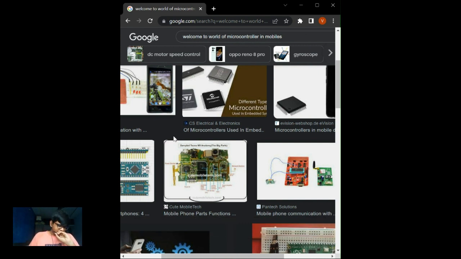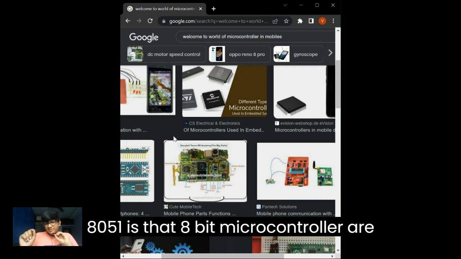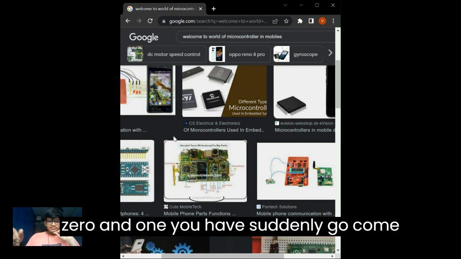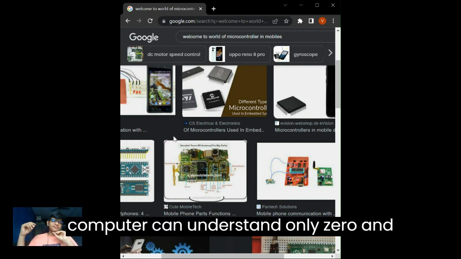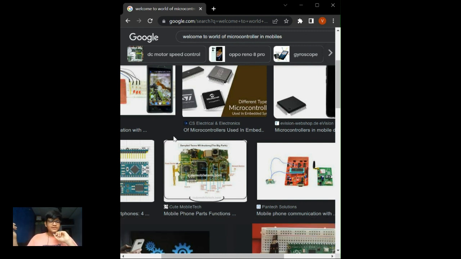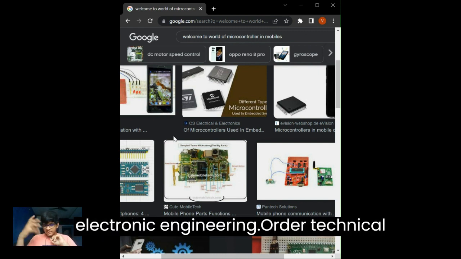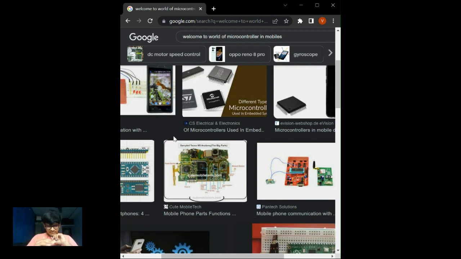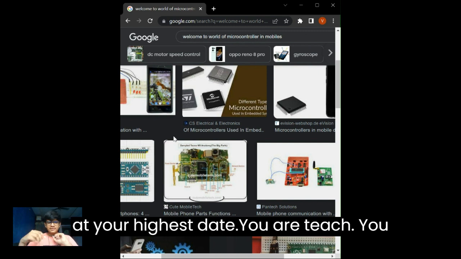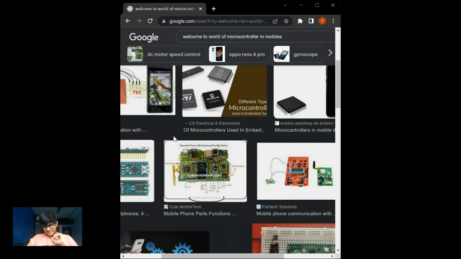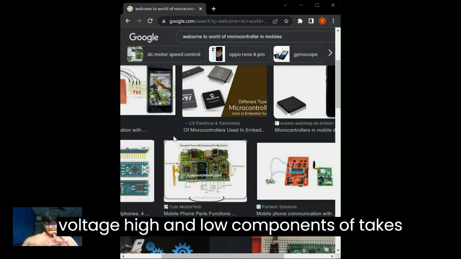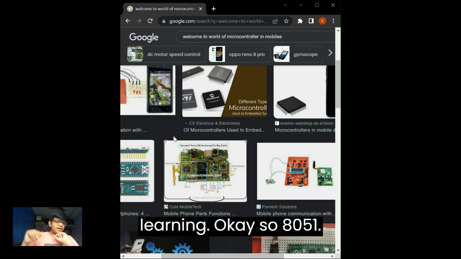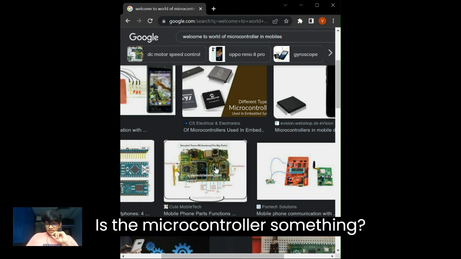So the 8051 is an 8-bit microcontroller. What is a bit? A bit is 0 and 1. A computer can understand only 0 and 1, but how? The signals are high and low. If you are not a part of electronic or technical engineering you may get confused a little, but let's take an example: when you are angry you are at your high state, when you are at peace you are at low state. It is specifically voltage high and low, and that does not take part in your learning. Okay, so the 8051 is a microcontroller.